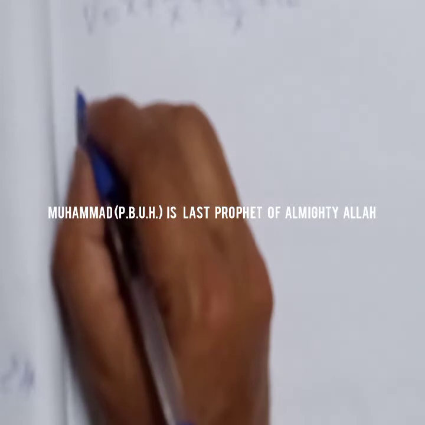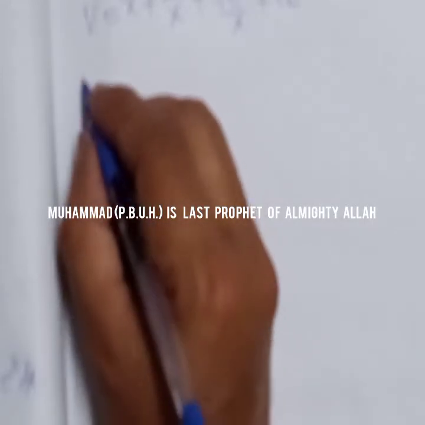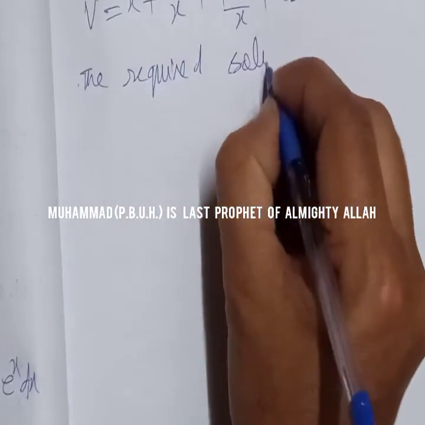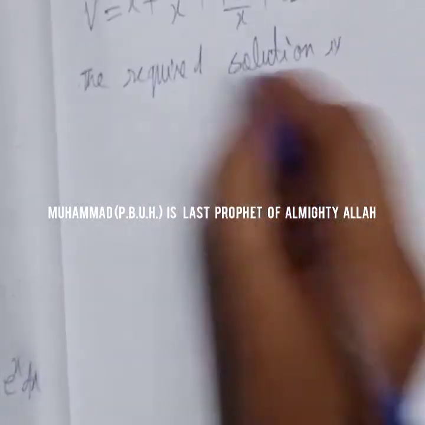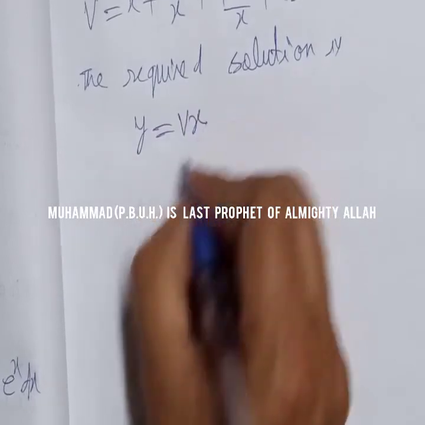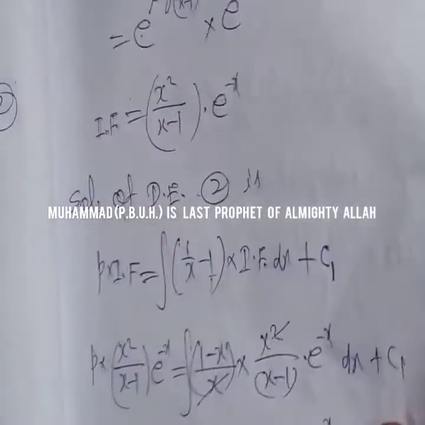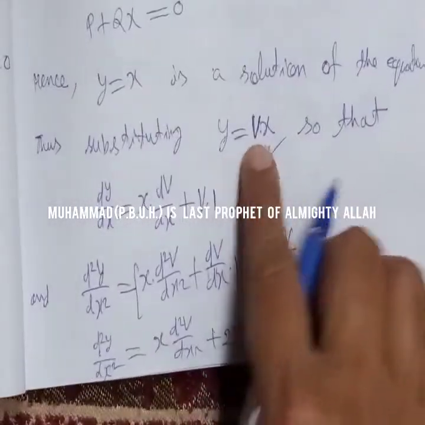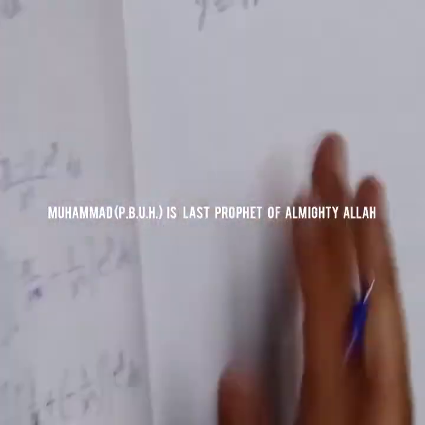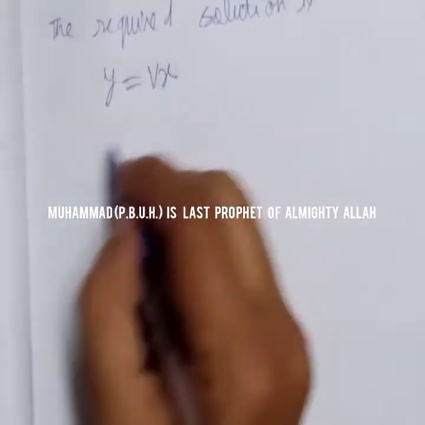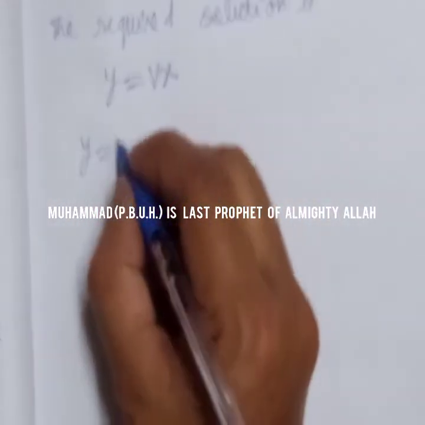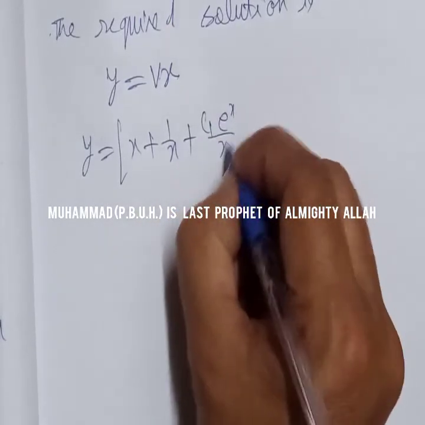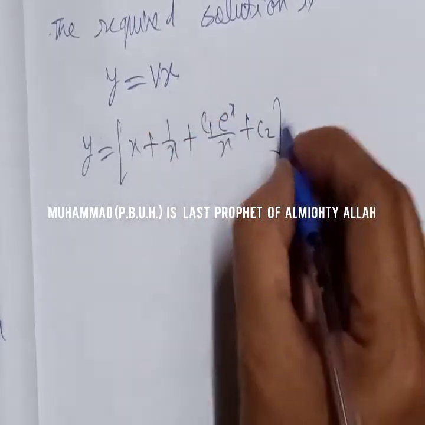Therefore the required solution is y is equal to vx, where I put y is equal to vx. We consider v x as the solution, so put the value of v as x plus 1 upon x plus c1 e to the power x upon x plus c2, multiplied by x.